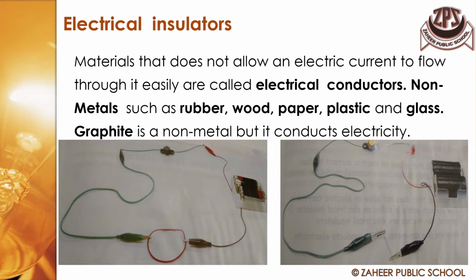And in the second picture you can see graphite, which is present in pencil lead. Pencil lead is made of graphite and it's a non-metal. When graphite is connected to the circuit, the bulb lights up. It means that this graphite, which is a non-metal, conducts electricity.